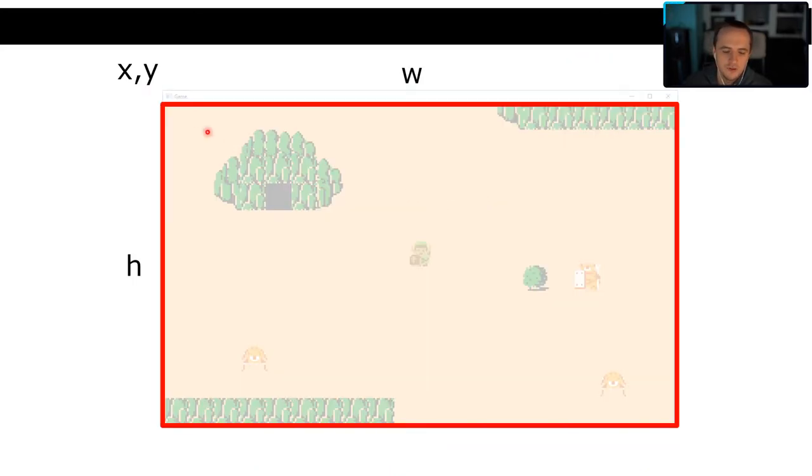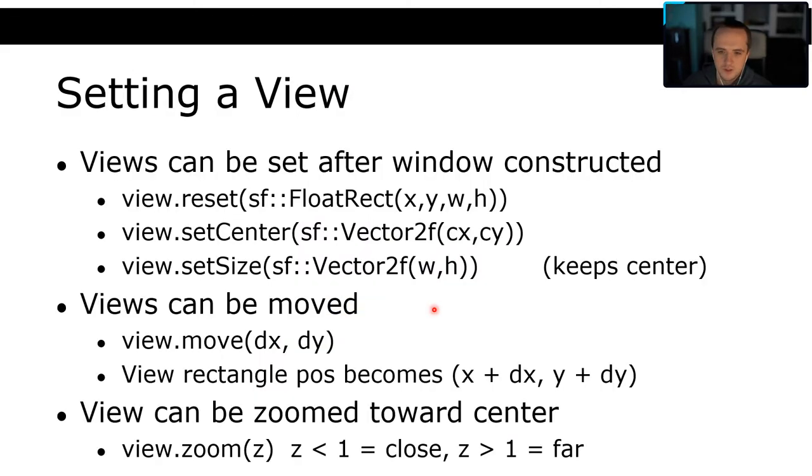And so, for example, in our game window, we're going to be specifying the XY as the top left coordinate on our game window and the width and height of the window as our view. And so the center X and center Y here would just be X plus width over 2 and Y plus height over 2.